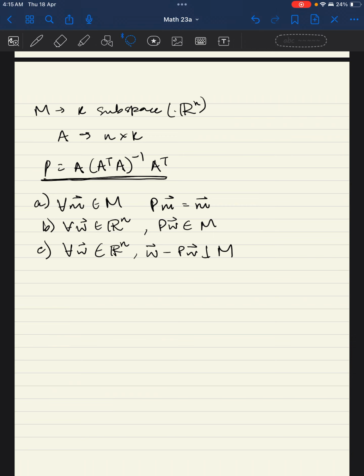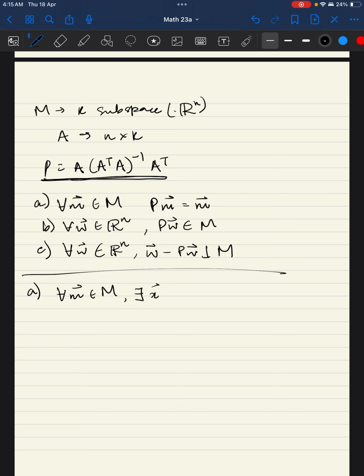Part A is kind of easy to go about doing. Since the columns of A span M, which is given by definition, it would mean that for all m in M, there exists an x such that m is equal to Ax.